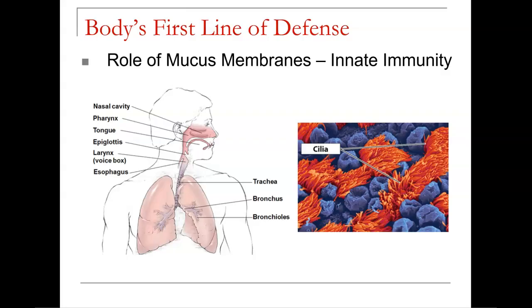Specific regions that are lined with mucous membranes are going to have very low pHs. For example, the stomach has a pH of about 1 to 2, and the vagina is going to have a pH of 4 to about 4.5. So both of these are going to be able to inhibit bacterial growth.